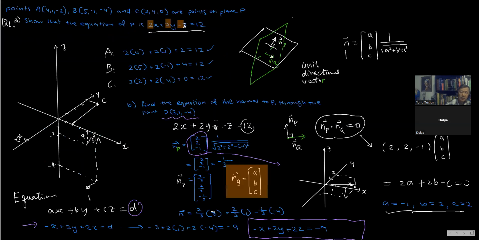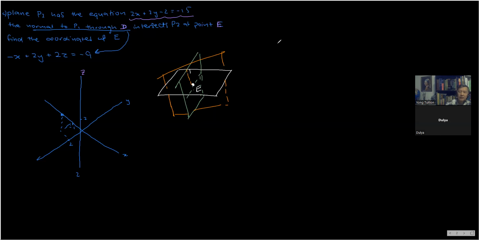Let's just go to the first one. The first one is 2, 2, negative 1, 12, right? And do you remember the second one we just worked out? X, Y, Z. Can you see?